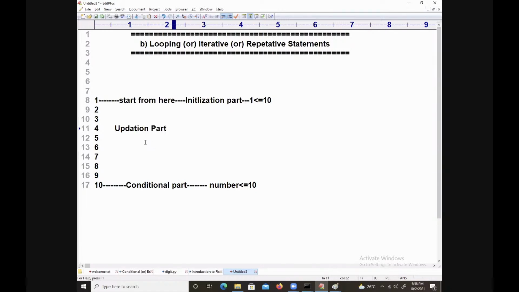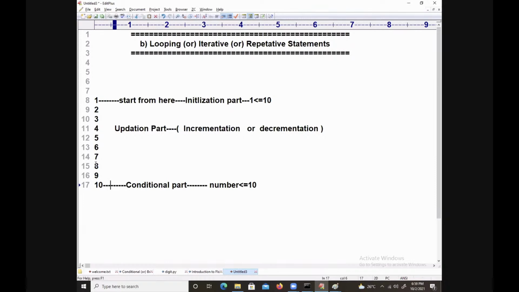The updation part can be either incrementation or decrementation. I am taking either incrementation or decrementation. This is called incrementation.